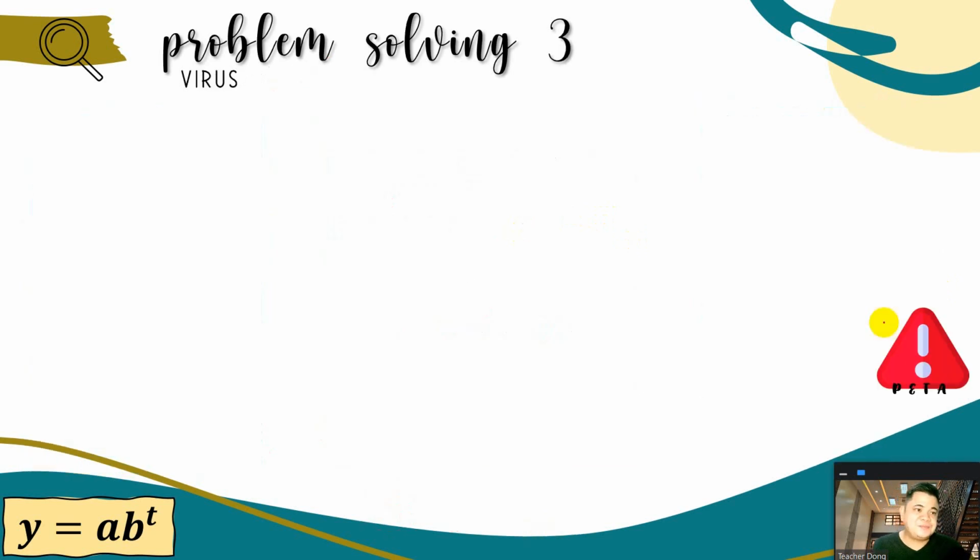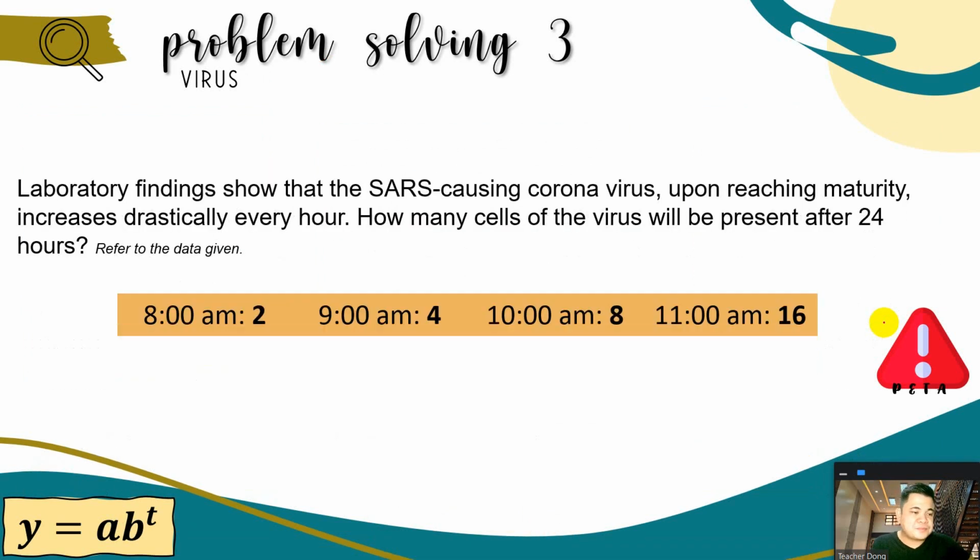Right, next. Problem solving 3. Let's have a virus. Let's see if this talks about growth or decay. Laboratory findings show that the SARS-causing coronavirus, upon reaching maturity, increases drastically every hour. How many cells of the virus will be present after 24 hours? Let's refer to the given data.